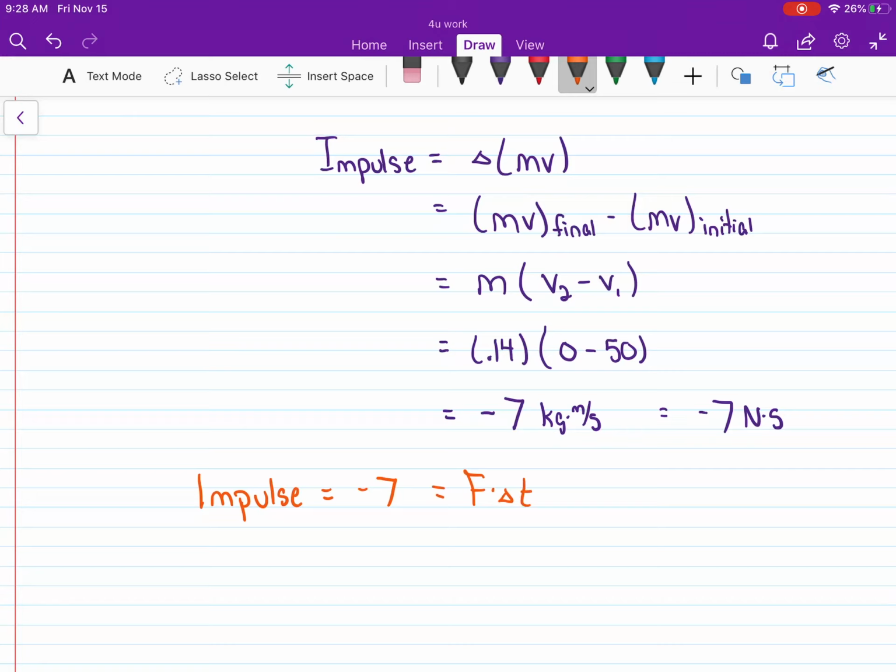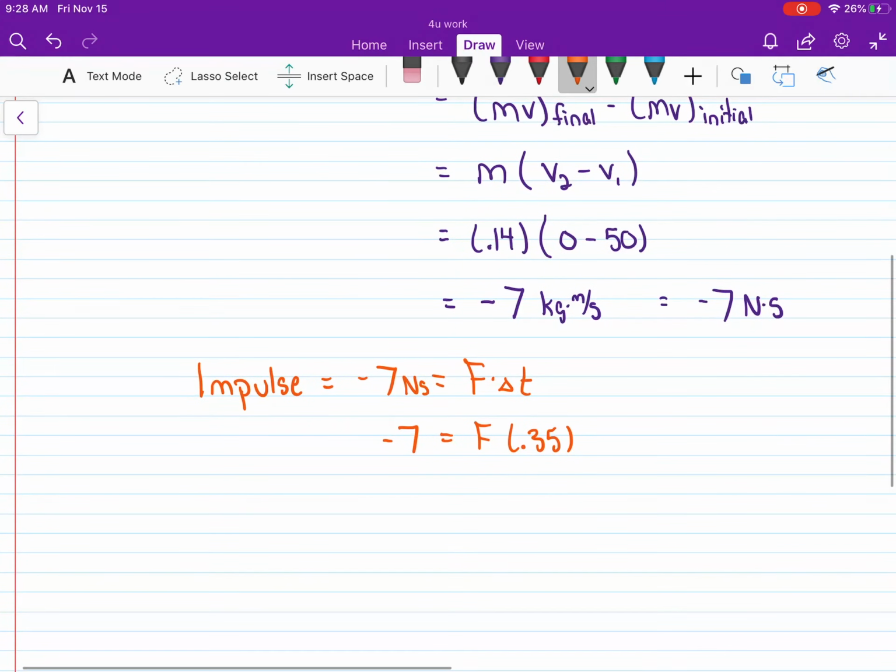For what we're doing now, think of this one as being in newtons times seconds. That'll help us with the seconds. The time that I made up is probably on the big side, but I made up a time of 0.35 so that we'd have some nice clean numbers. When we work that through, we get a force of -20 newtons.